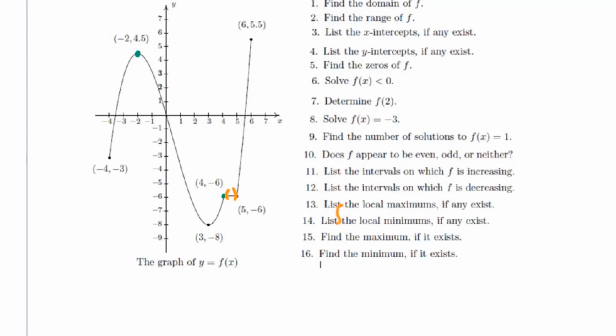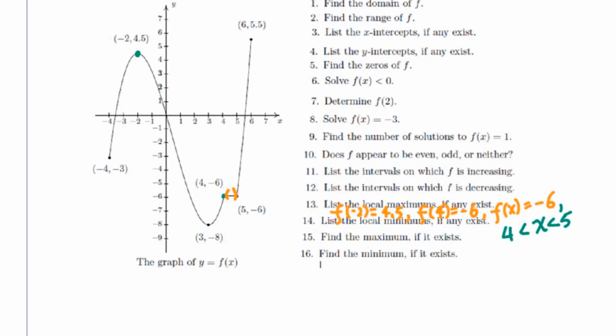Therefore, I will write down f of -2 equals 4.5. That's a local maximum. f of 4 equals -6. And f of x equals -6 when x is between 4 and 5.